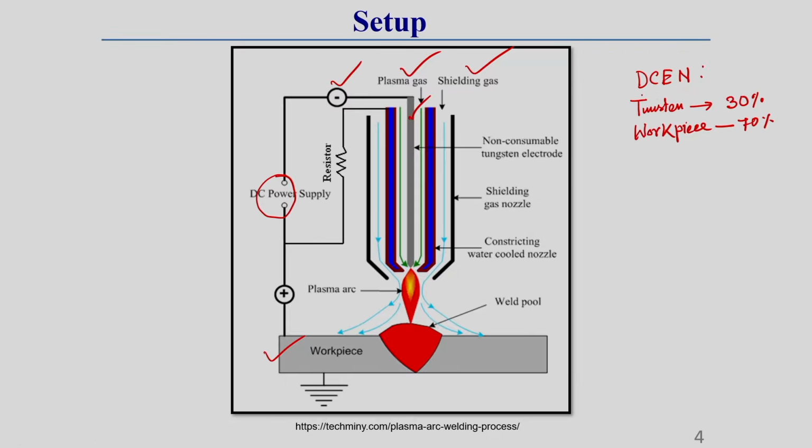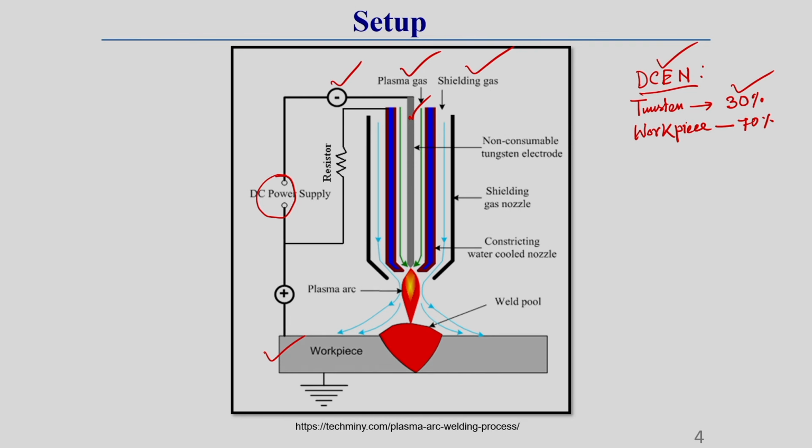So, here in case of DCEN, when the electrode is negatively connected, then less heat is generated in the tungsten, which is desirable, because here we do not want to melt the electrode. If higher heat is generated in the electrode, there is a chance of melting that electrode, and it can contaminate the weld material, and it can cause some defect, which we want to avoid.